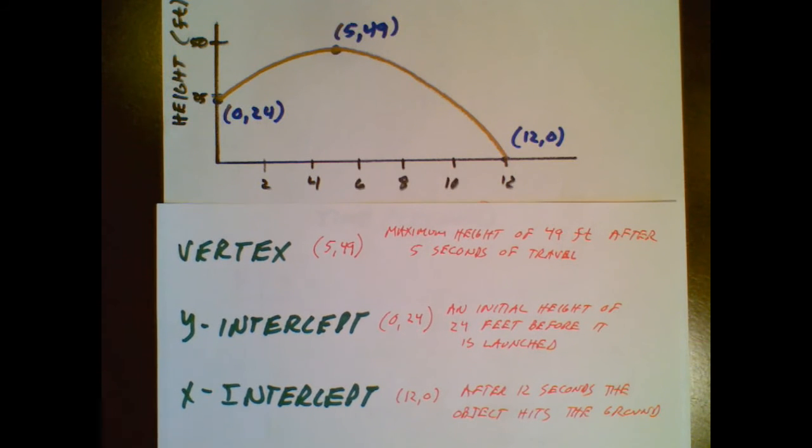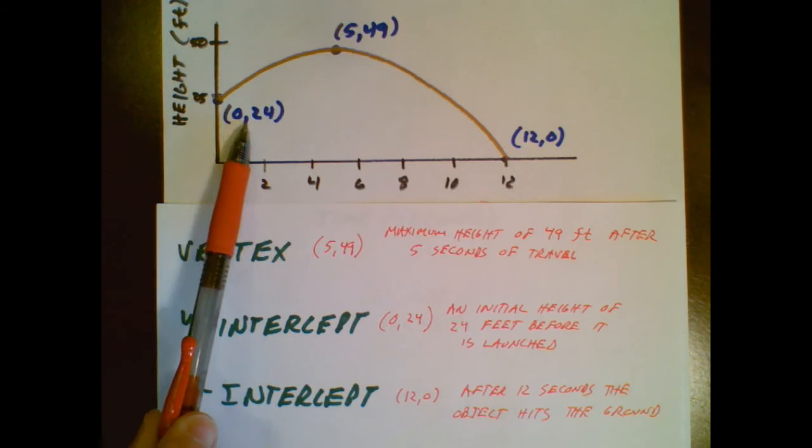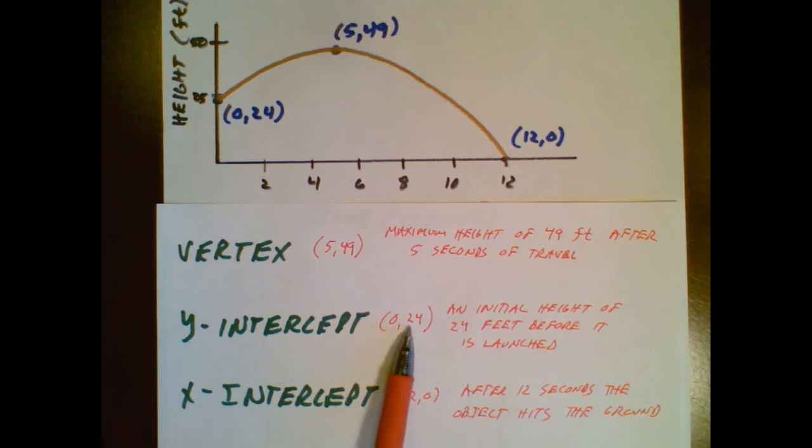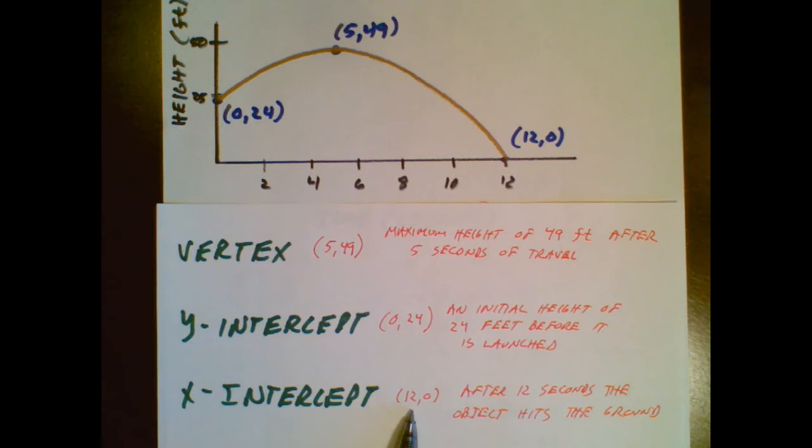So I can now interpret the y-intercept and the x-intercept. This, as you know, is the launching point of the object. So we can say after 0 seconds, or initially, the object is 24 feet in the air because we're launching it from on top of a roof. That was the original scenario. And then eventually it hits the ground. There's 12, 0. That's an x-intercept. And basically we're saying after 12 seconds of travel, the object hits the ground because it has a height of 0.